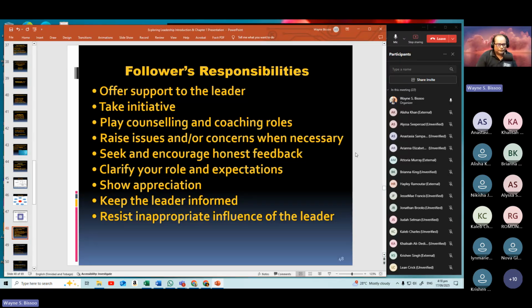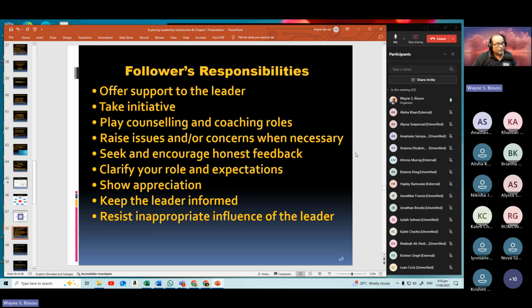Showing appreciation, and this is also to other members of the group, followers, as well as to the leader. Keeping the leader informed. Why do we want the leader informed? Because in order to make good decisions, we need all our information. So keeping the leader informed at all times is going to be critical, and resist inappropriate influence of the leader. So if you have a leader that has some questionable moral values, you need to be able to say, hey, cut that out, and resist their behavior.